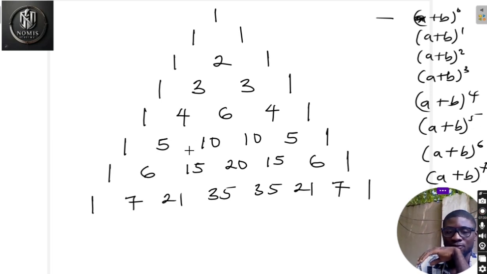So this is 5 this time. So 1, 5. After that 5, remember what you have in the middle here. 4 plus 6, you have a 10. 6 plus 4, you have a 10 again. Then 4 plus 1, you have a 5, which is the power. And then you have 1 again. So take time to study this Pascal triangle and keep it in your memory, so that anytime you need it to solve a binomial equation, you will be able to. So let's check.